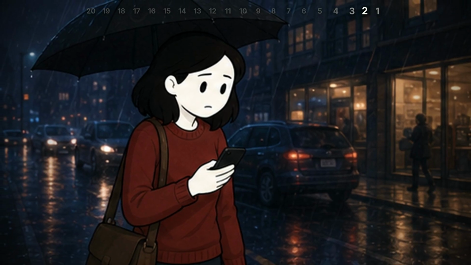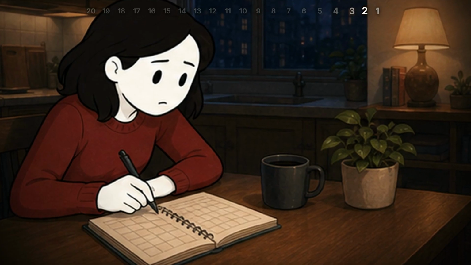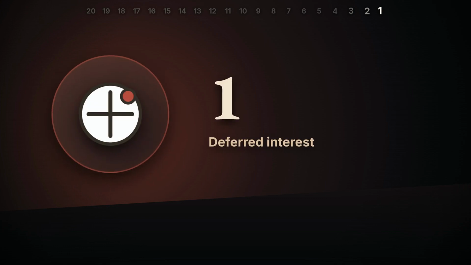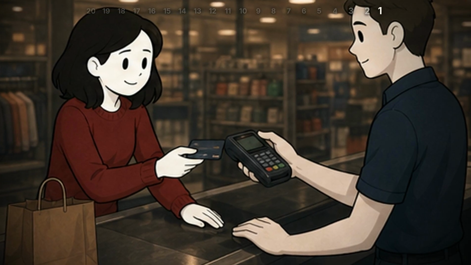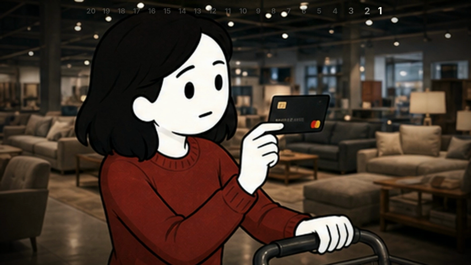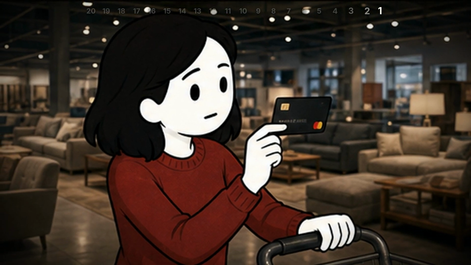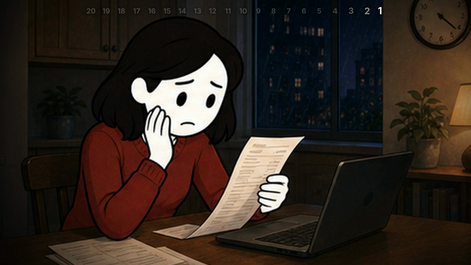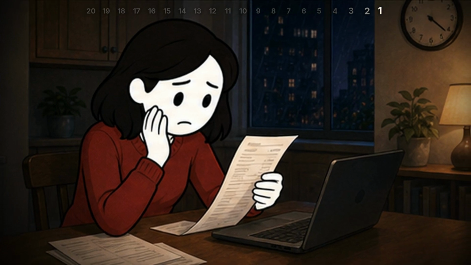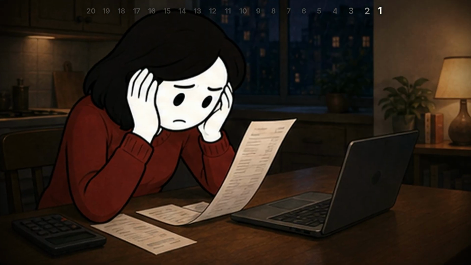Every charge so far appeared within days or months. Number 1 can wait until the end of a long promotional period. Number 1, deferred interest. A store card may promise no interest if the full balance is paid by a certain date. With deferred interest, missing that deadline can add interest calculated from the original purchase date.